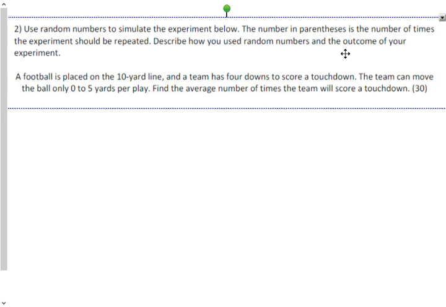But what I found in just those, I have 8 no's and 7 yeses. So I scored a touchdown 7 out of 15 times using these constraints.